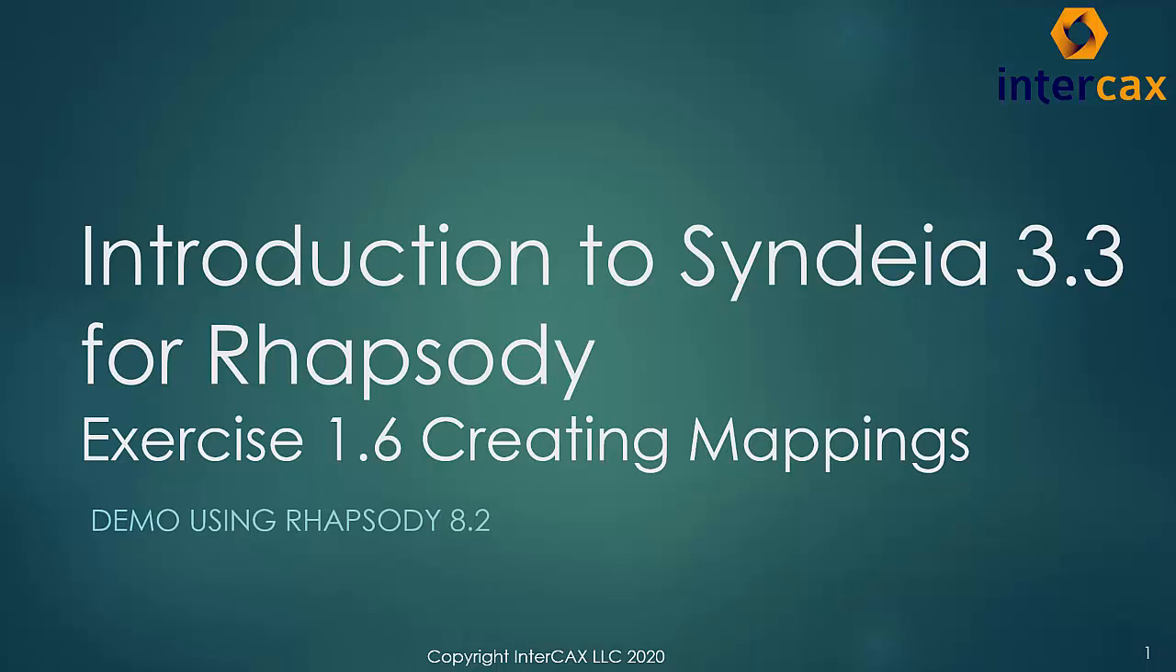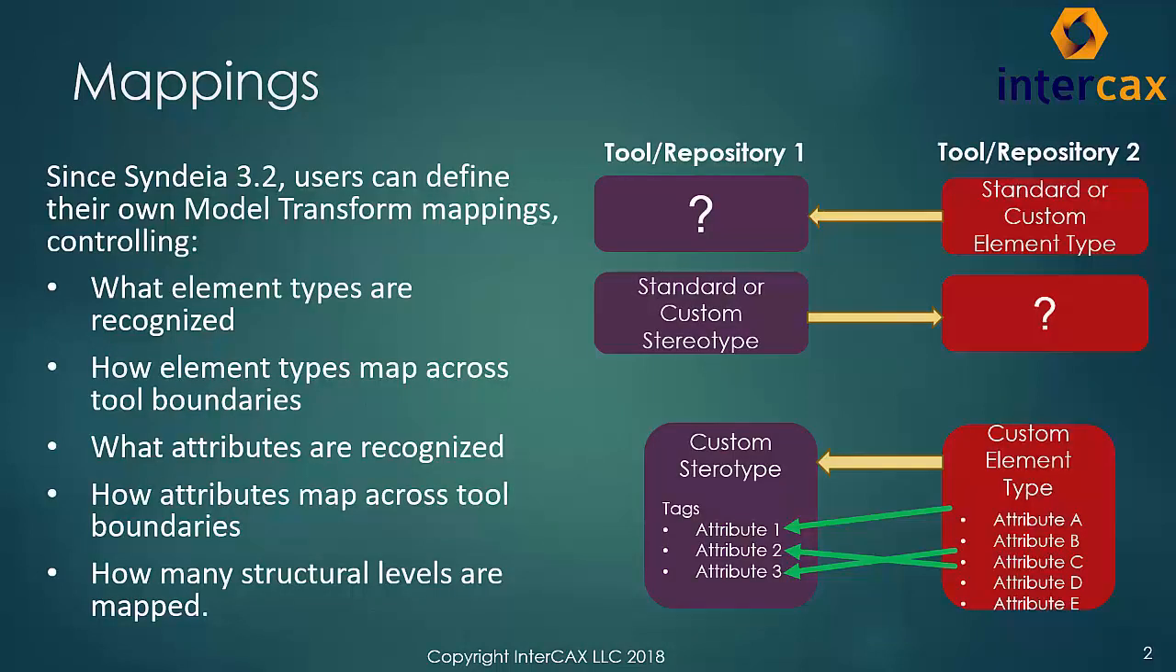Starting with version 3.2, Intercax introduced a powerful new feature for Syndeia, User Customizable Mappings. Anytime we carry out a model transform between two different repositories or modeling tools with different artifact and relationship types, we require a mapping, a set of rules that determines what a concept in one domain becomes when it is pulled into the second, and how and whether concept attributes and substructure are carried across.